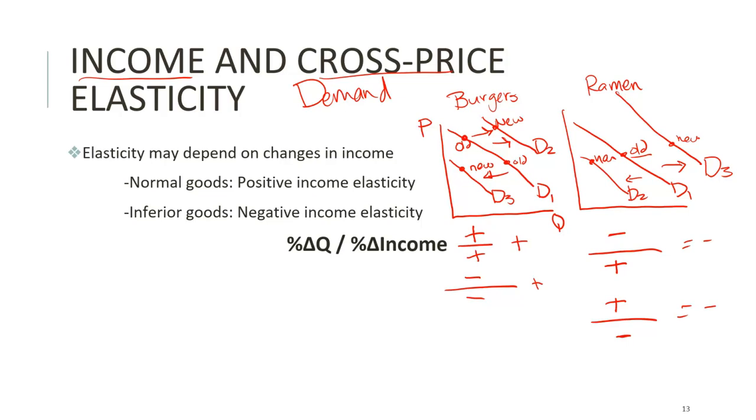If you're calculating just elasticity of demand, you'll always get a negative number. It means nothing. Or elasticity of supply is always positive. It means nothing. So it's only when we're doing income or cross-price elasticity that it means something.